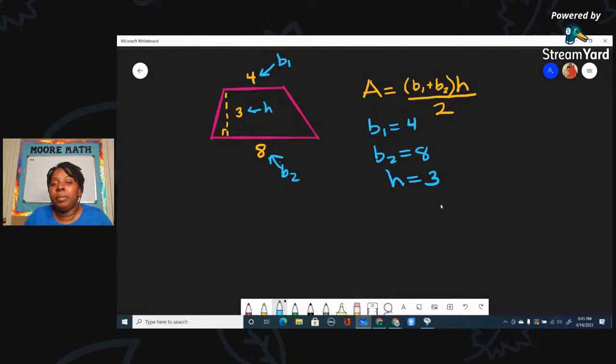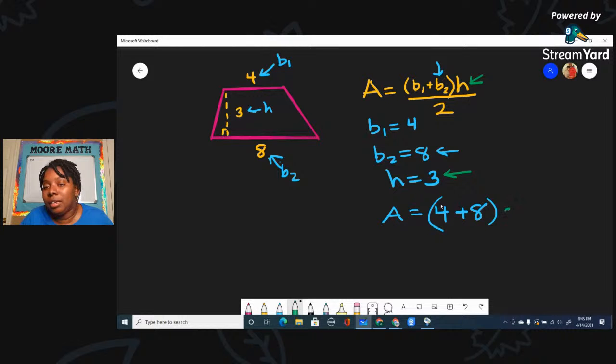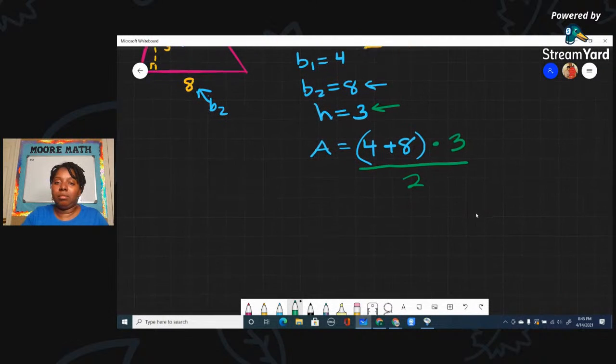Okay, so we have our formula. Let's plug it in. We have 4 for base 1 plus, in place of base 2, I'm going to put 8. All right, h is our height, and it says our height is 3. Again, side by side, we multiply. This is multiplication, and all of that is divided by 2. Okay, what's 4 plus 8? 12.